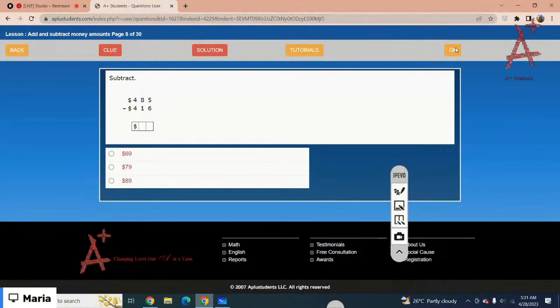Okay, the next one is 485 minus 416. So you cannot subtract 5 out of 6, so you need to borrow 1. Here you have now 7, and this one is now 15. So 15 minus 6 is 9. 7 minus 1 is 6. And 4 minus 4 is, it would be $69. Got it? The correct option is $69.